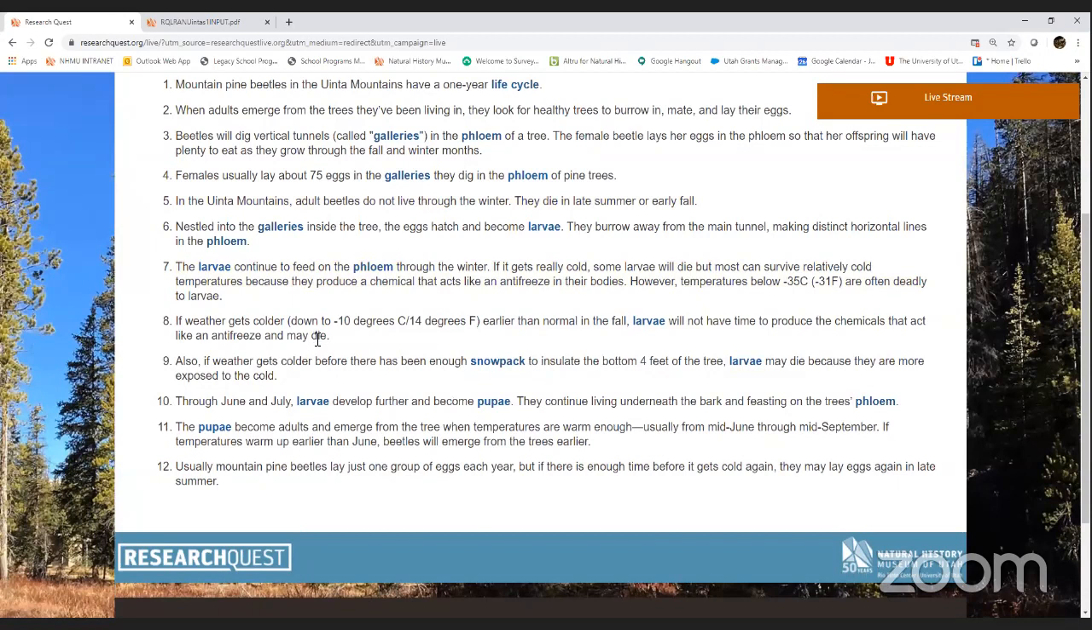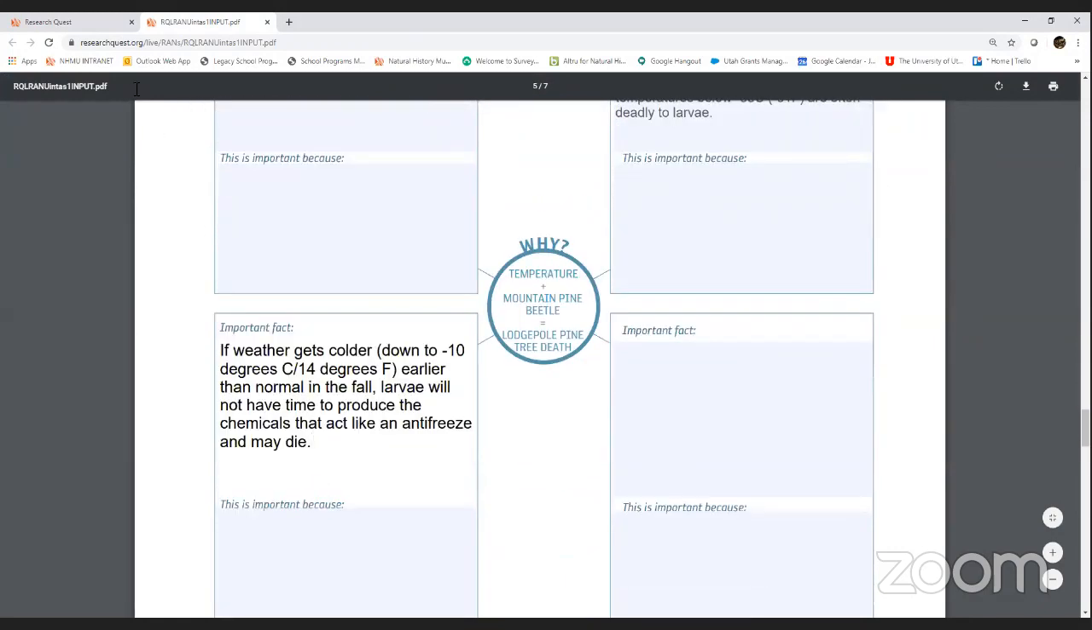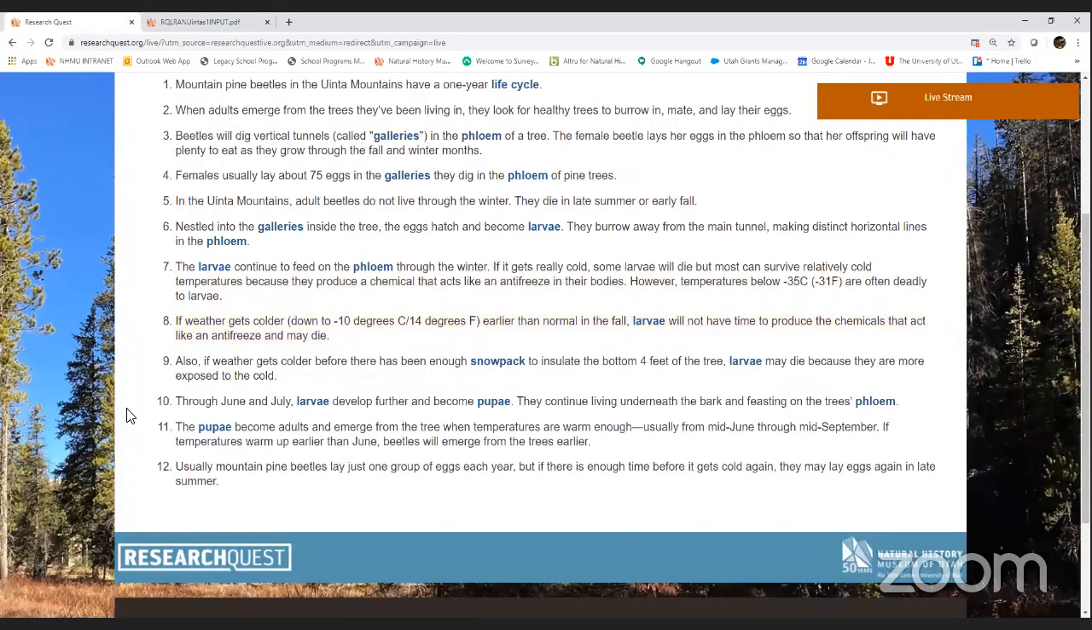If weather gets colder, down to negative 10 degrees Celsius or 14 degrees Fahrenheit, earlier than normal in the fall, larvae will not have the time to produce the chemicals that act like an antifreeze and may die. I'm also going to put that into my research assistant notebook. Number 9, it says also if weather gets colder before there has been enough snowpack to insulate the bottom 4 feet of the tree, larvae may die because they are more exposed to the cold.